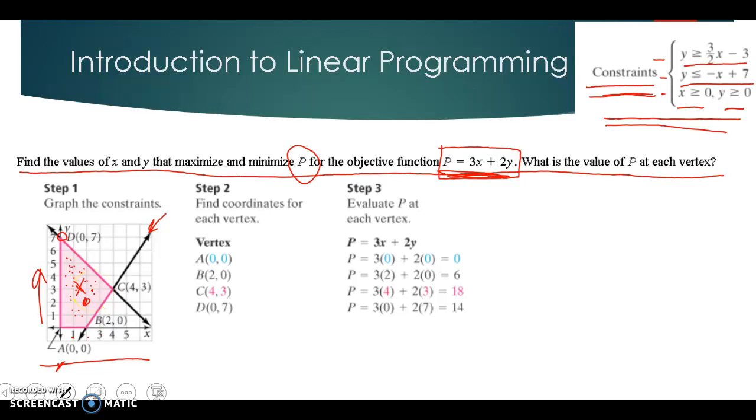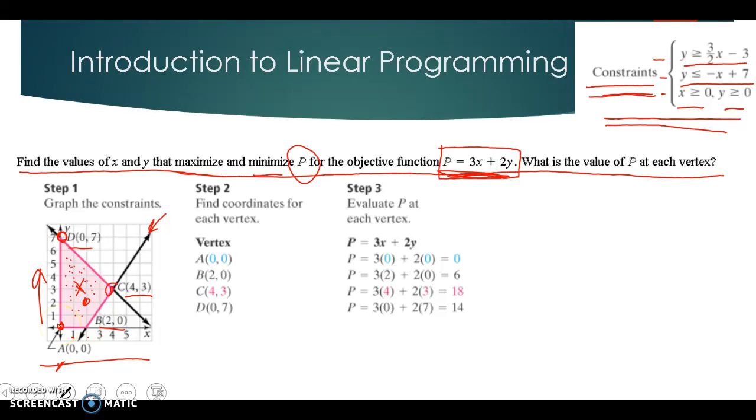The maximum and the minimum are going to be at the vertices of that feasible region. And so the vertices are like the corners. It could be this point, which is labeled D. It could be this point, which is labeled C. It could be this point B, which is at the point (2, 0). And it could be the point A, which is labeled (0, 0).